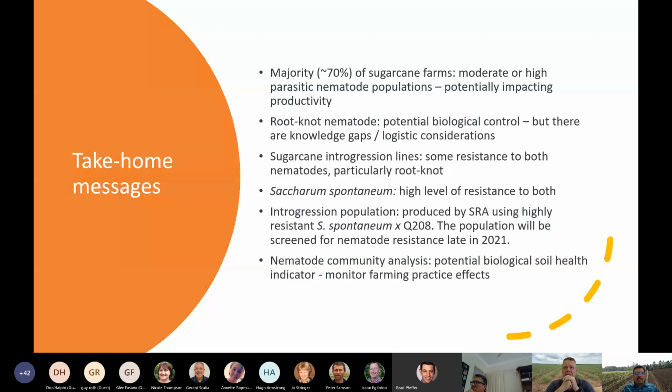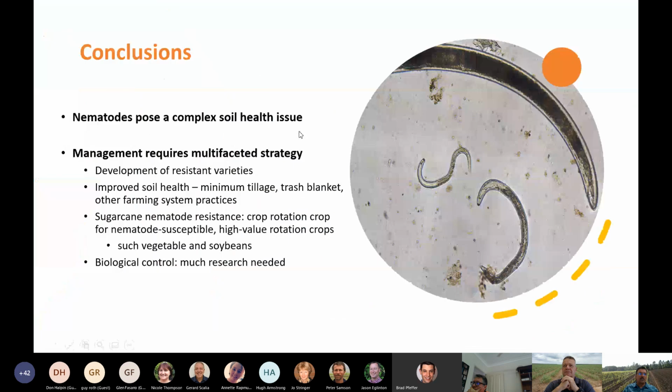And the last one, as I just mentioned, is the community analysis. It is a potential biological soil health indicator that can be used for monitoring farming practices. So in conclusion, I can say that nematodes pose a complex soil health issue. We need a multifaceted strategy to manage the nematode. There is not a single silver bullet.